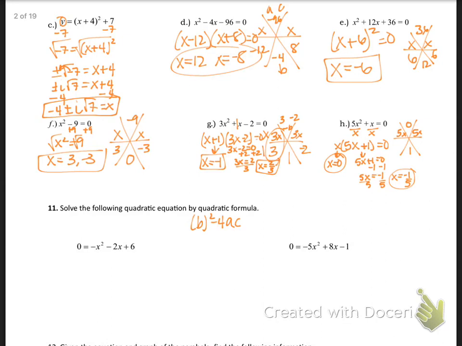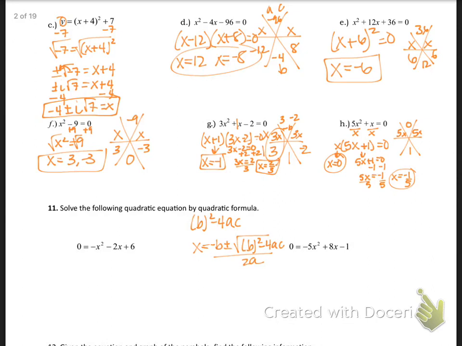Remember, if it's bigger than 0, there's going to be 2 real answers. If it's equal to 0, 1 real answer. And if it's negative, you can't square root negatives unless you're trying to get imaginaries, but that would mean no real answers, okay? Your whole quadratic formula: negative b plus or minus the square root of that discriminant, so b squared minus 4ac, all over 2a.